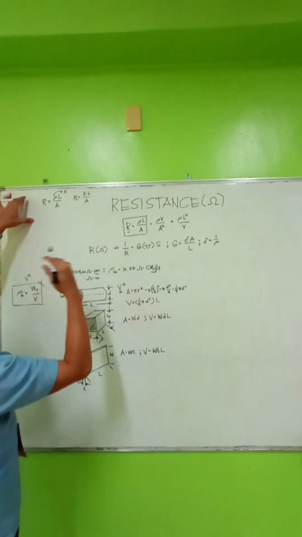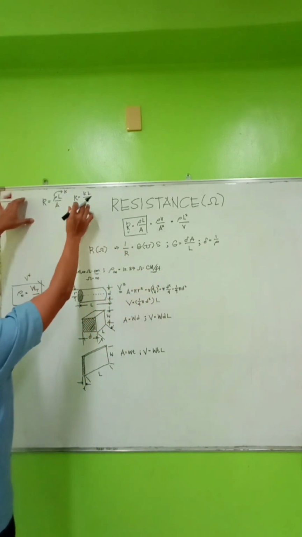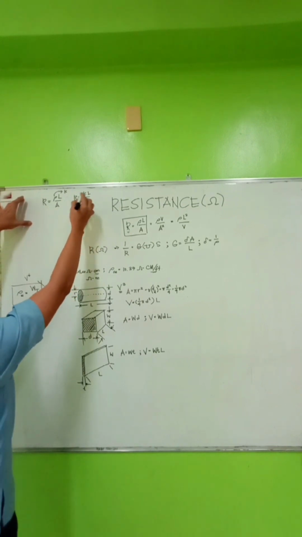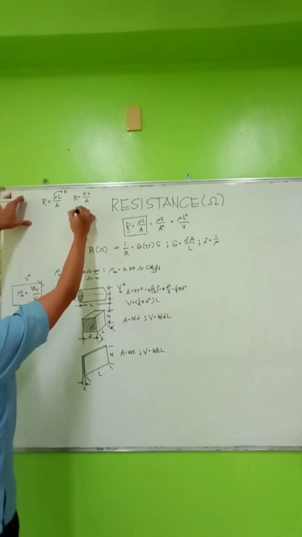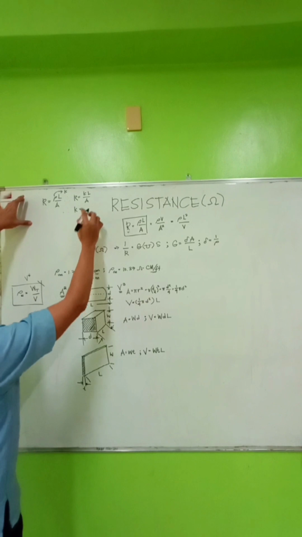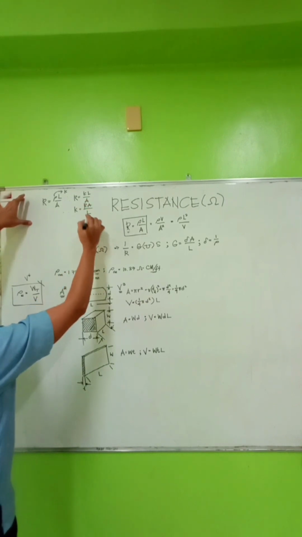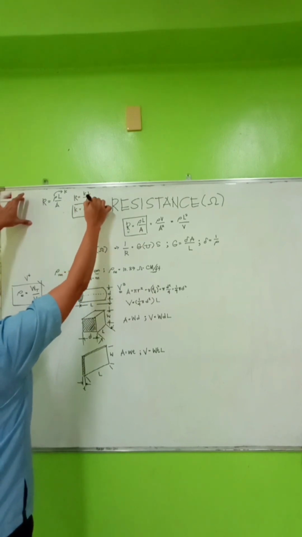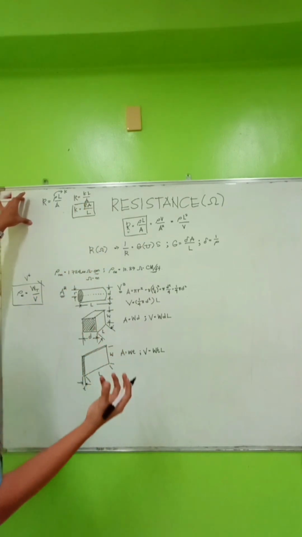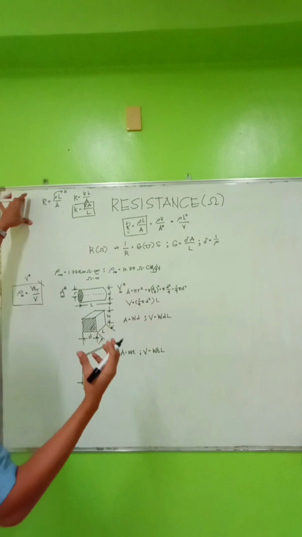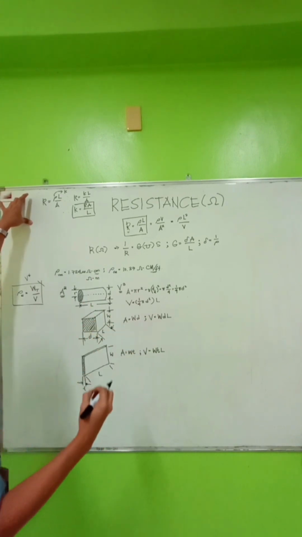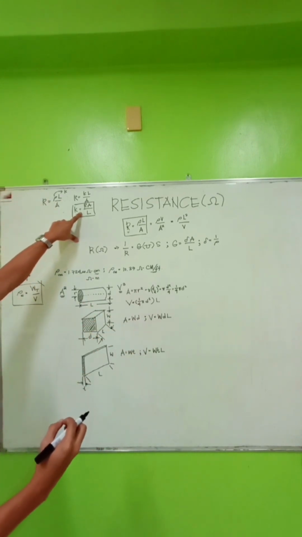And if you transpose your formula with respect to your constant, what will happen to your constant? Therefore, your K is equal to resistance times the cross-sectional area all over the length. This can be your starting point if you're solving a different conductor with the same resistivity. You can use this condition.